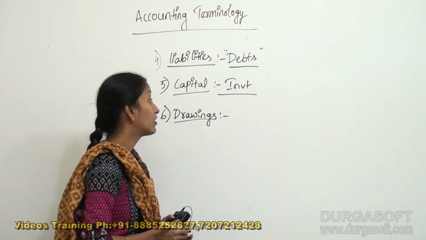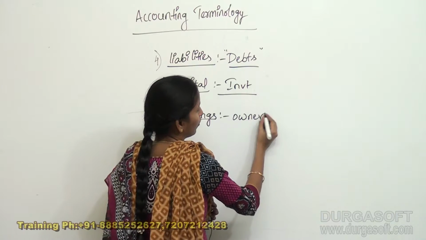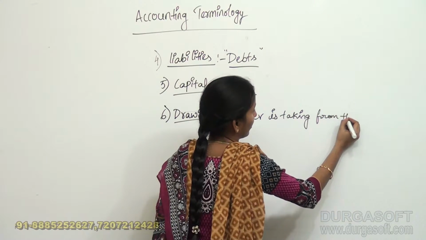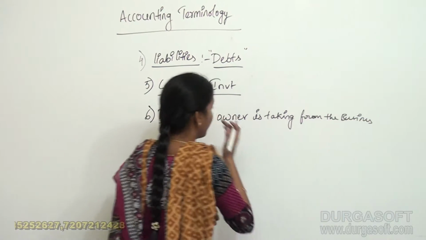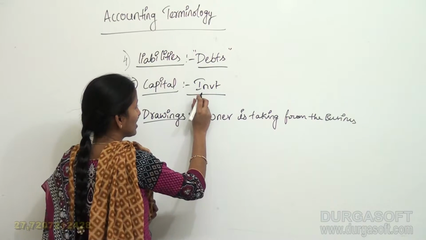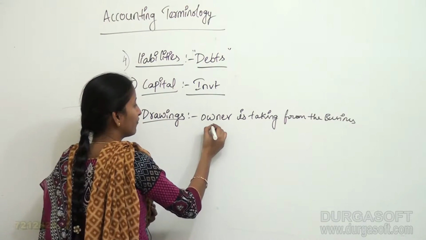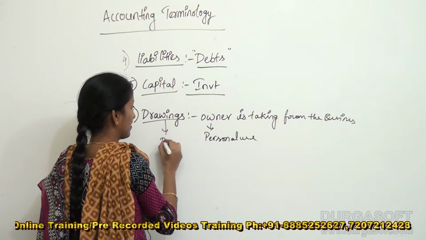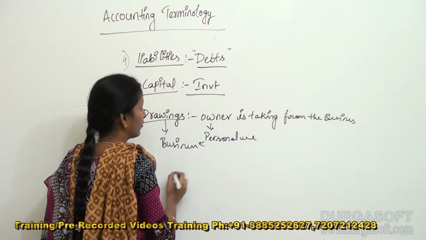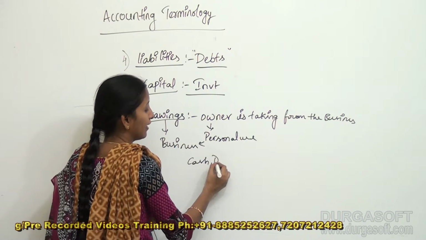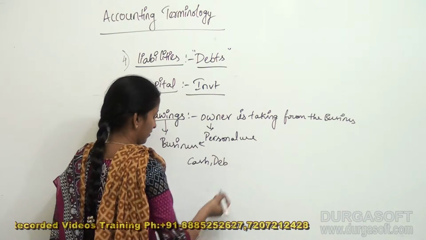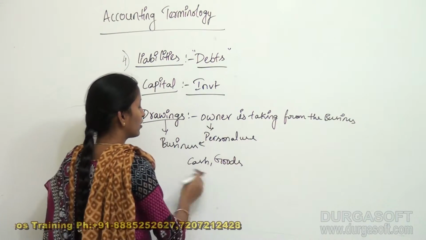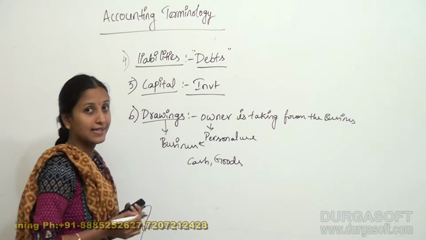Drawings is nothing but whatever the owner is taking from the business. For example, when the owner invests, that amount is called capital. But whatever he is taking from the business for his personal use, whether in the form of cash, debtors, or goods, those types of things are called drawings.